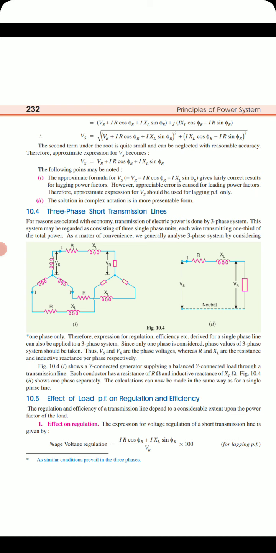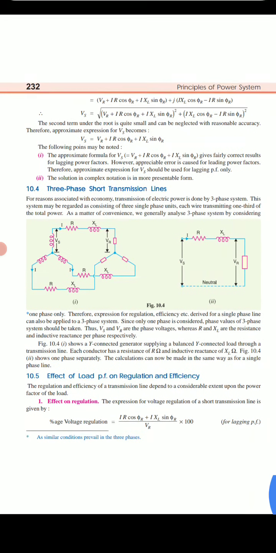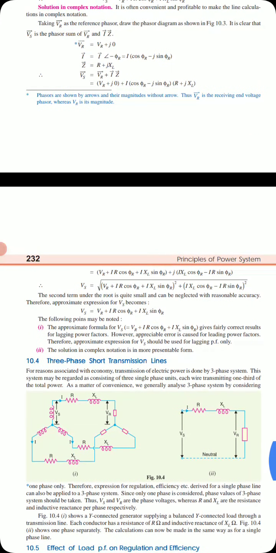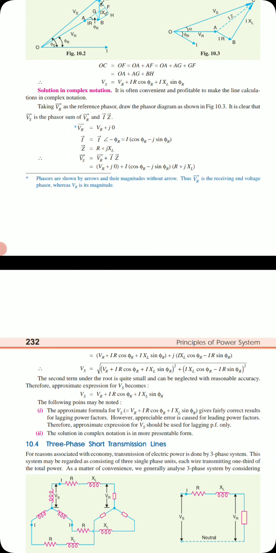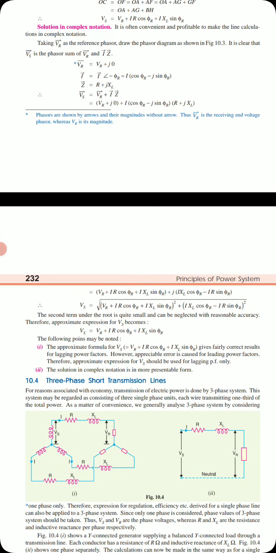Each conductor has a resistance of R ohms and inductive reactance XL, and the second figure shows the separate single phase model of the three phase system. So you have seen how the single phase and three phase systems differ. Let us see one problem. After that we will see the effect on the power factor and regulation. We will see one problem first.